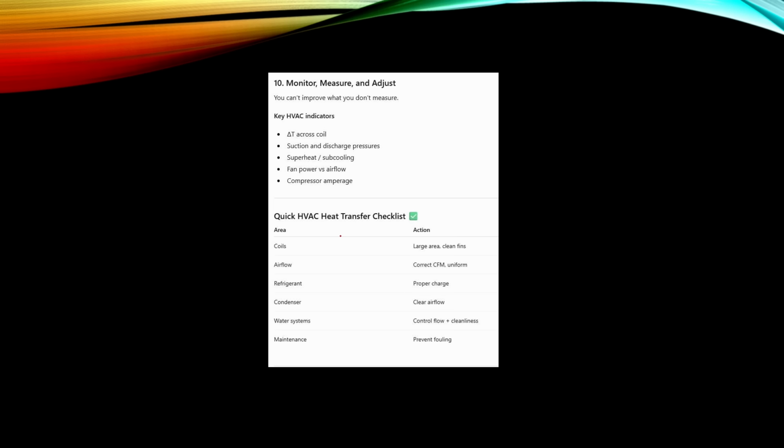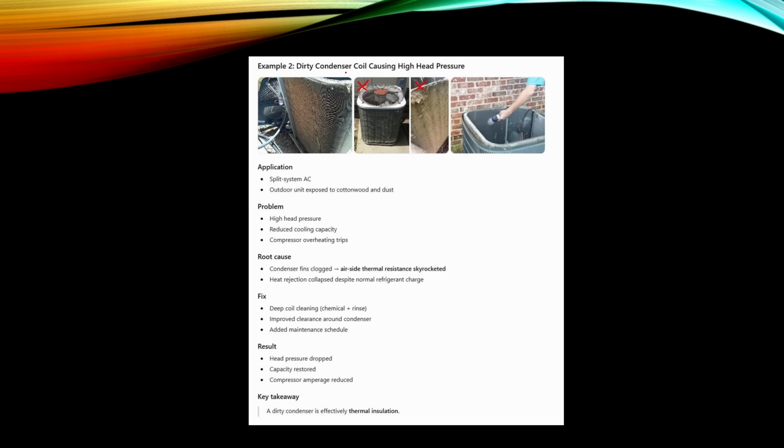When you are designing this kind of system, check at least these things so that you have taken them into account in your design. Here we have some more examples. For example, here we see a dirty condenser. In this kind of case, the pressure drop will increase very rapidly, and it's good to mention in maintenance instructions how we should check this unit and how we should clean it regularly.